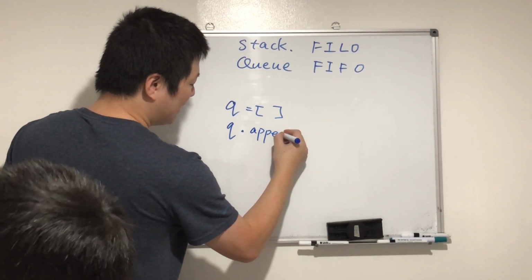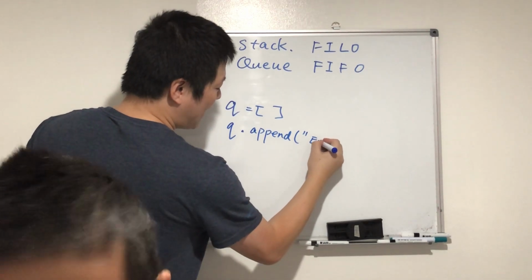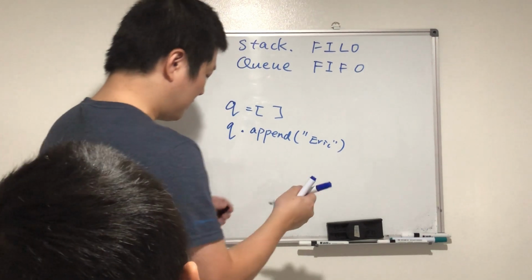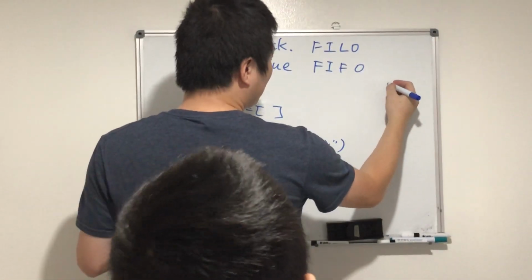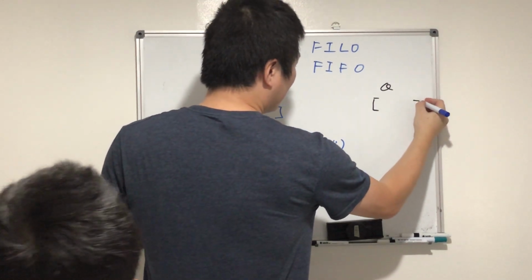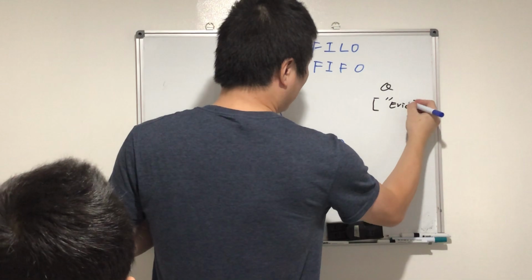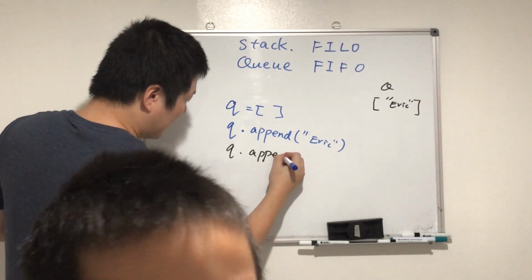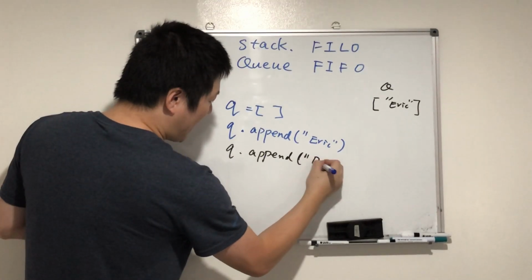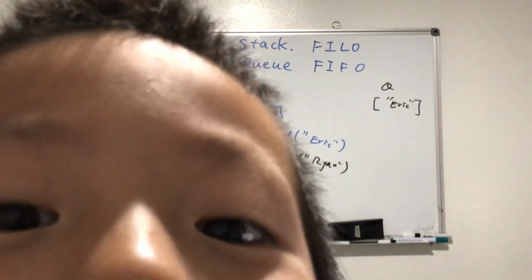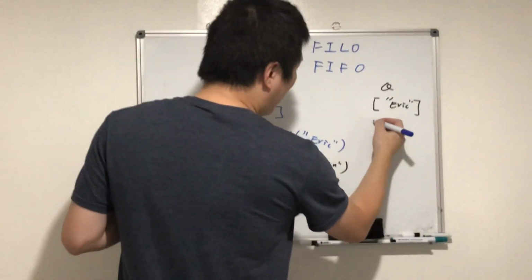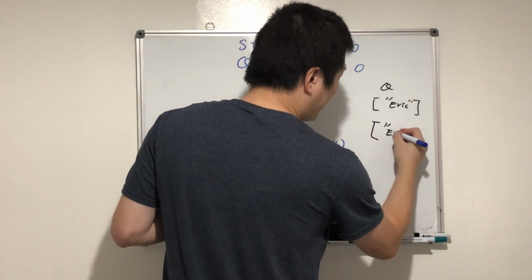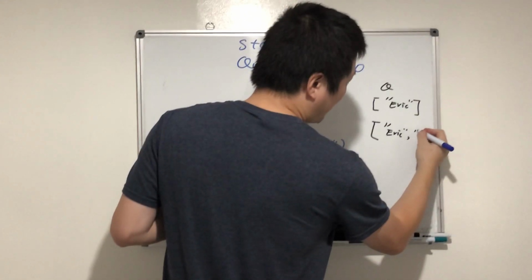Now another person joins. Q.append. Let's append Eric. What do you think will happen? It will append. So this is the Q, and after this we have Eric here. Now Q.append Ryan. What do you think will happen? Now the Q will become Eric, Ryan.